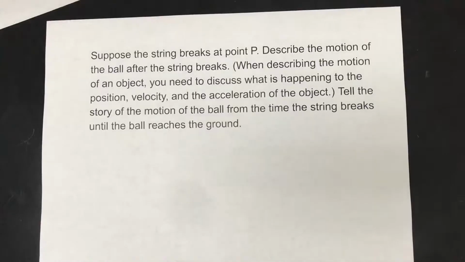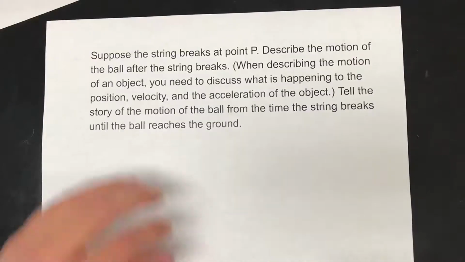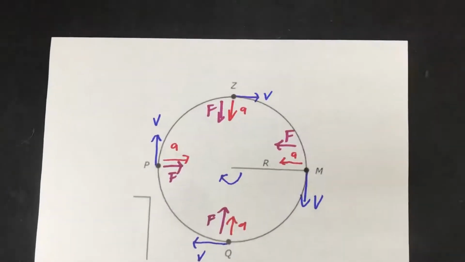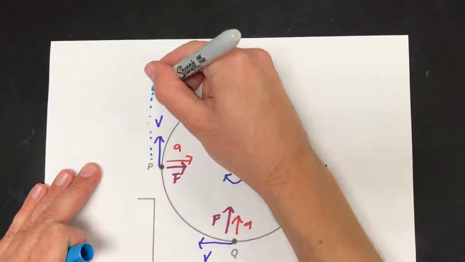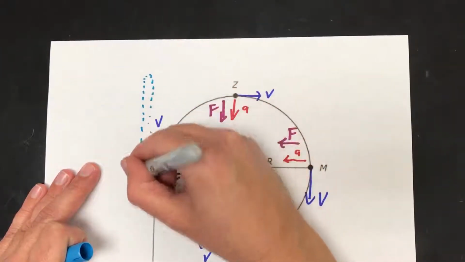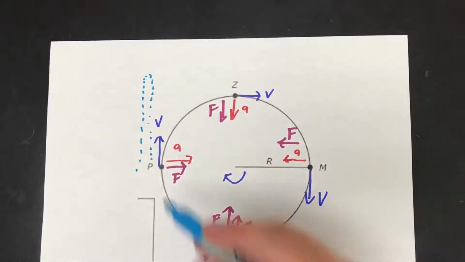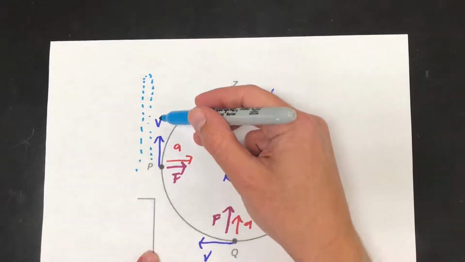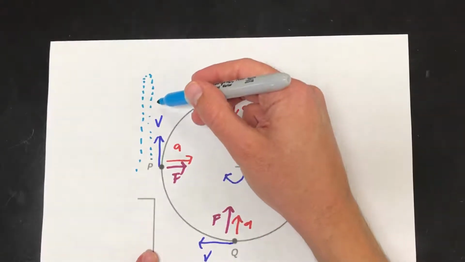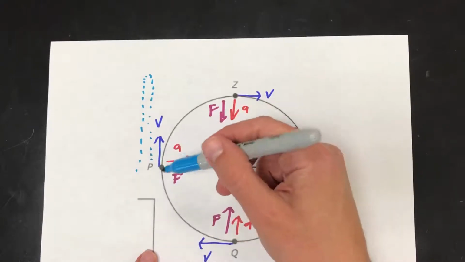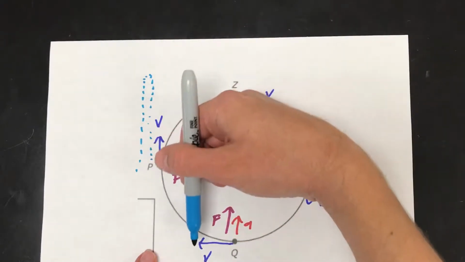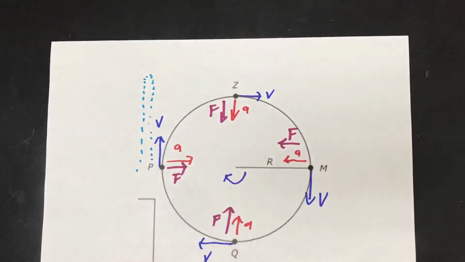So the last thing they say here, suppose the string breaks at point P, describe the motion of the ball after it breaks, and basically talk about its position, its velocity, and its acceleration. Well, let's look at this. At point P, it's going up. So in terms of position, it's going to go up for a little bit before it slows down, and then it's going to start to move back down like that. The velocity will instantly start to decrease until it gets to 0, and then it will start to increase coming back down that way. And the acceleration is the same the entire time. G, negative 10, meaning towards the center of the Earth there. It will stay the entire time.